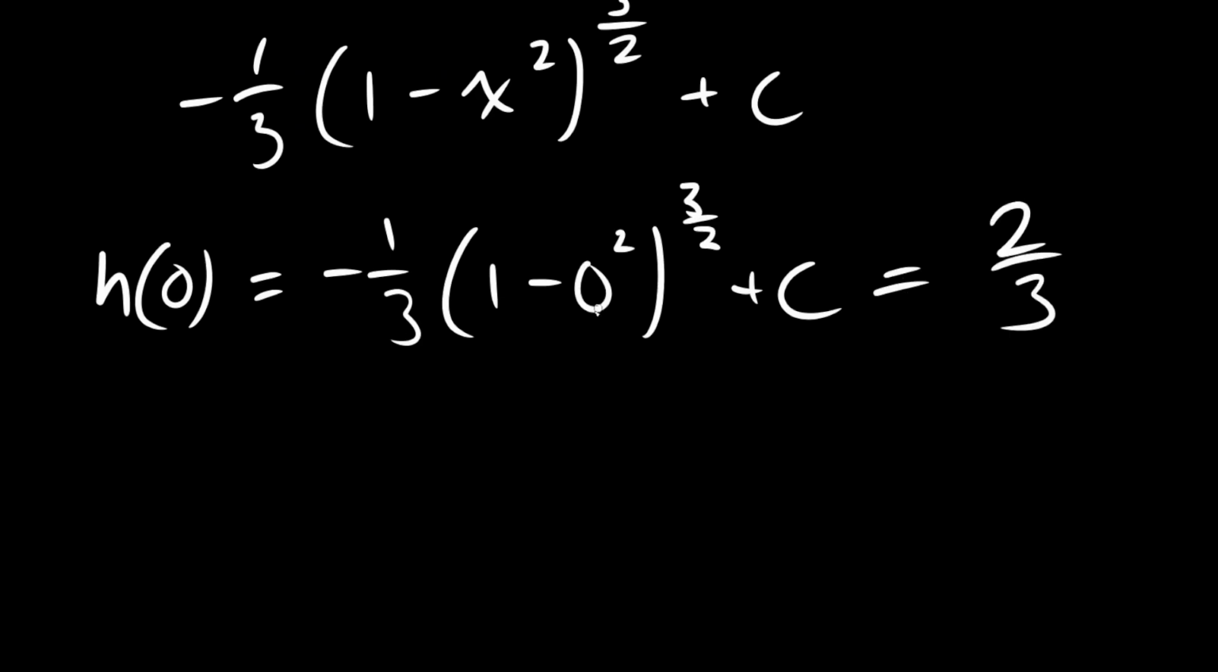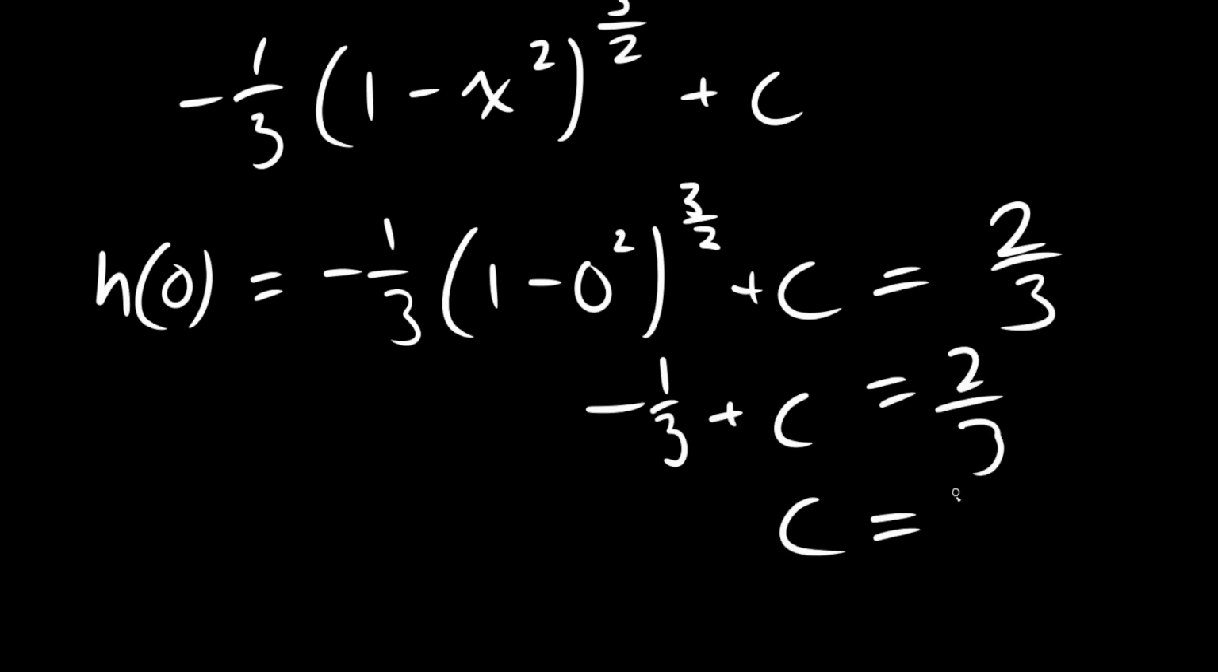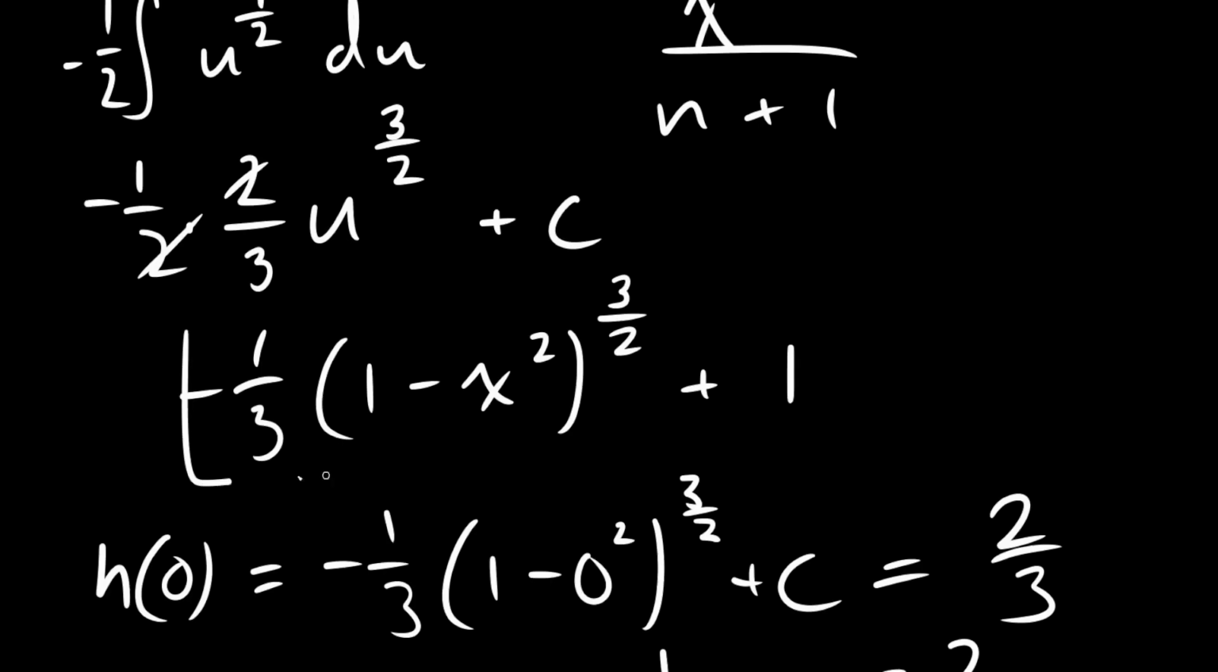So 1 minus 0 is just 1, and once the power of anything is just 1, so this part is negative 1/3 plus c equals 2/3. We're going to add a third to both sides, and c is going to equal 1. And our final function, we're going to replace the c here, is just all of that.